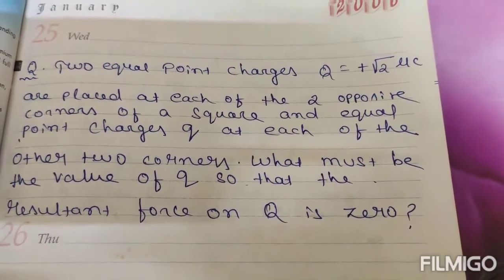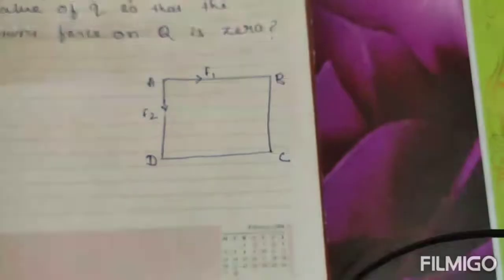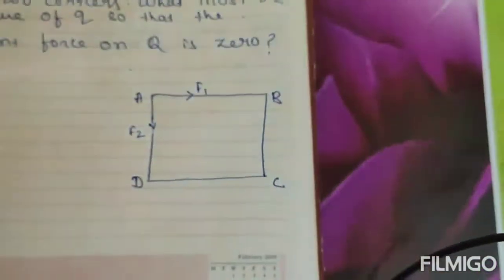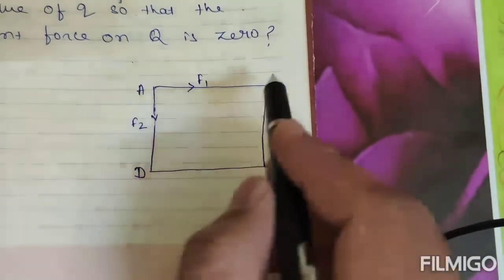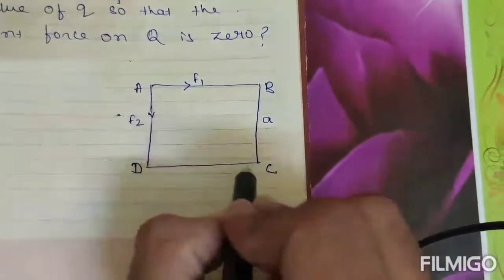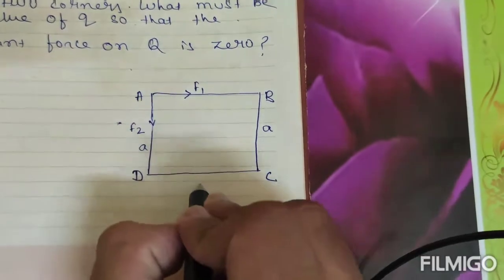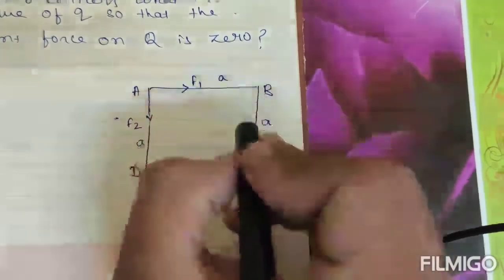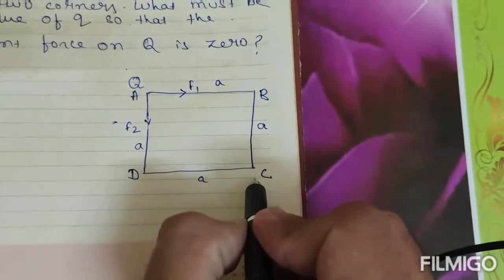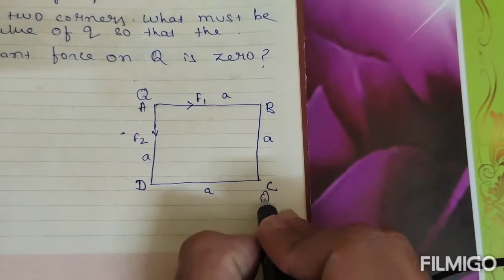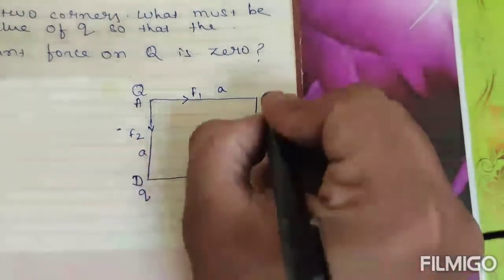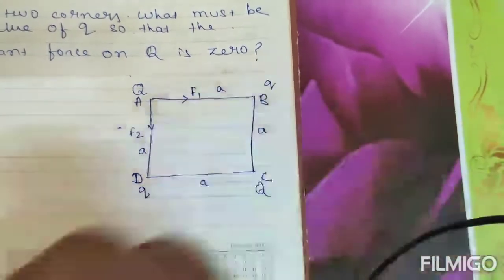Okay, so let us draw this one. So now let us place the charges. Okay, this is a square of side A on all the sides. Clear? So let us place the charge. Let us place Q here and Q here, and at this point let us place minus q and minus q.